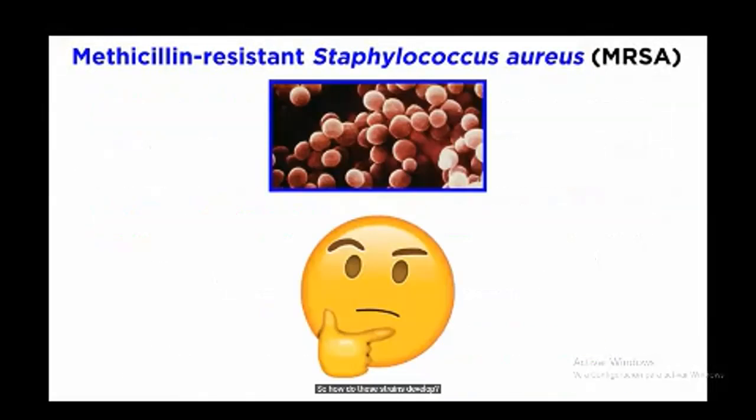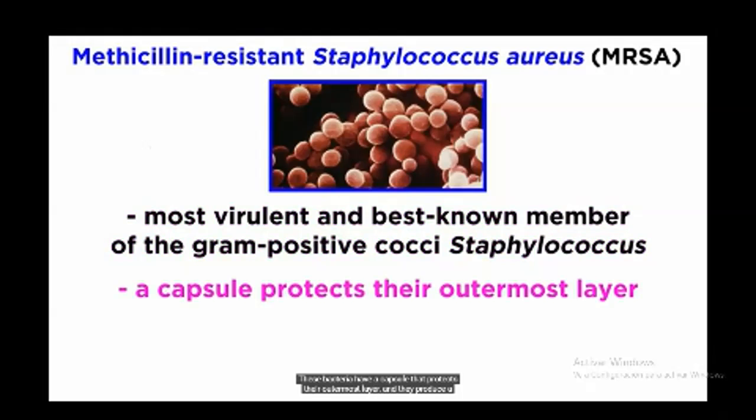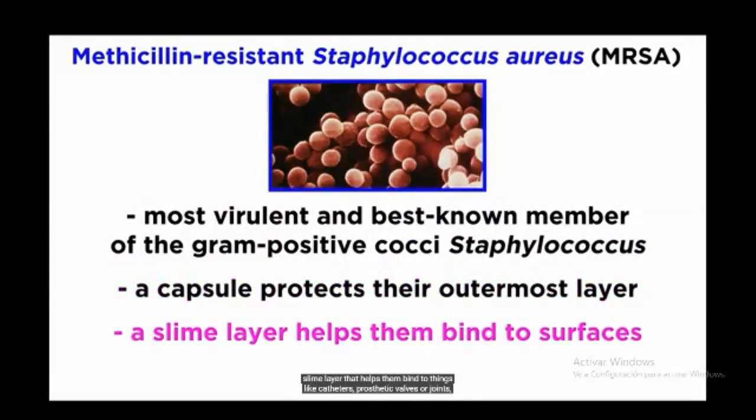So how do these strains develop, and why do they develop? Zooming into the microscopic level, Staphylococcus aureus is the most virulent and best-known member of the group of gram-positive cocci, Staphylococcus. These bacteria have a capsule that protects their outermost layer, and they produce a slime layer that helps them bind to things like catheters, prosthetic valves, or joints, or grafts.